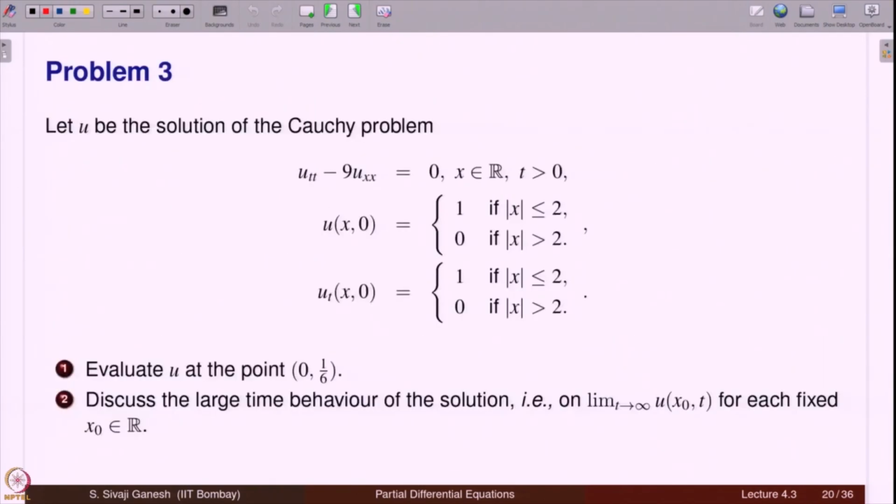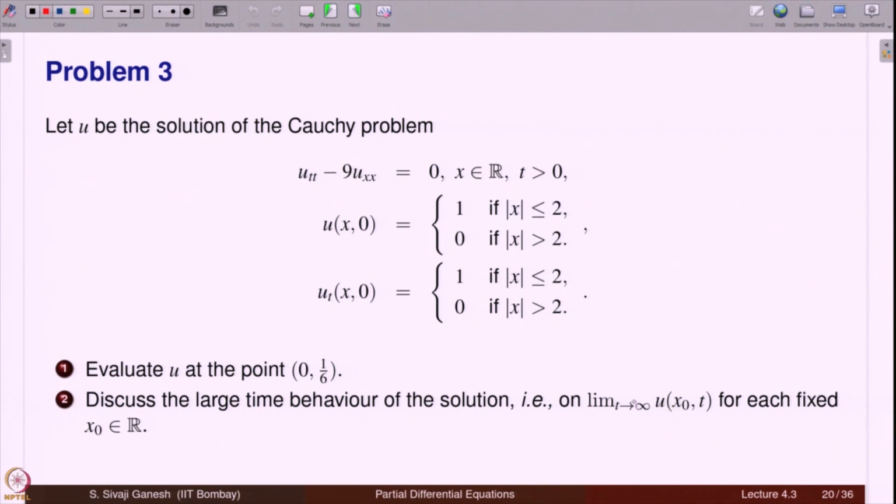So, let us look at problem 3. Let u be the solution of the Cauchy problem which is given here, the wave equation, that means c equal to 3. So, utt minus 9 uxx equal to 0 and initial conditions u(x,0) is this and ut is this, and you are asked to find the value at the point 0 comma 1 by 6 and discuss the large time behavior of the solution, that is, what happens to u of x0,t as t goes to infinity, whether the limit exists, and if it exists what is it at every fixed point x0.